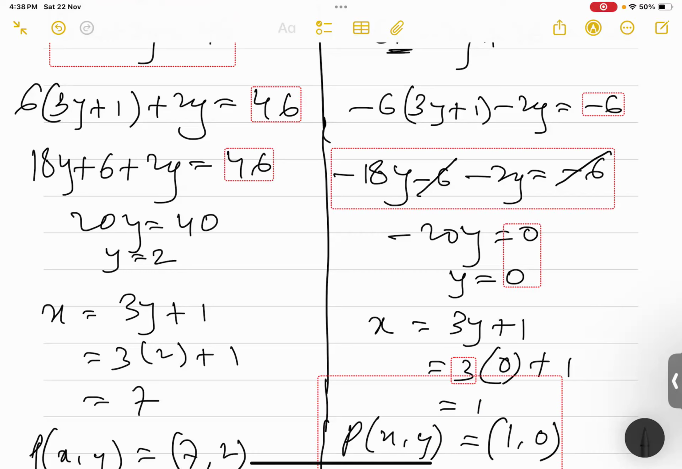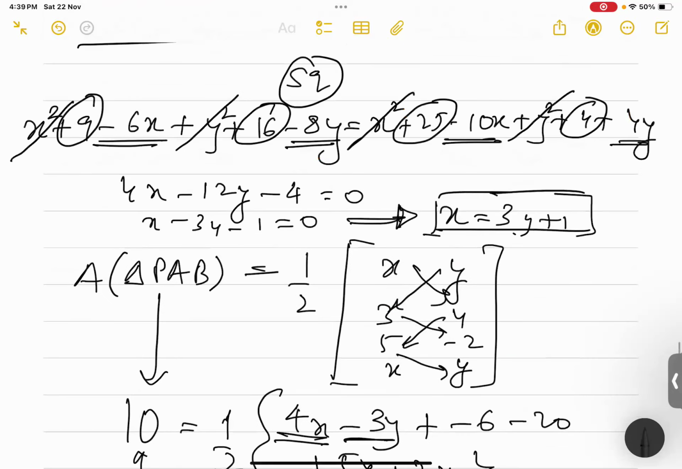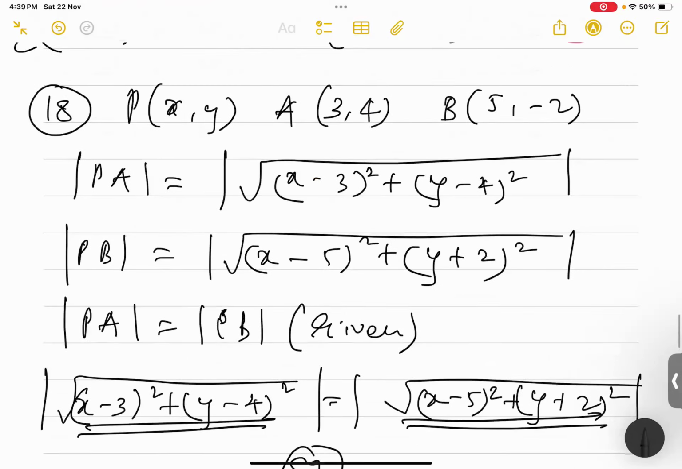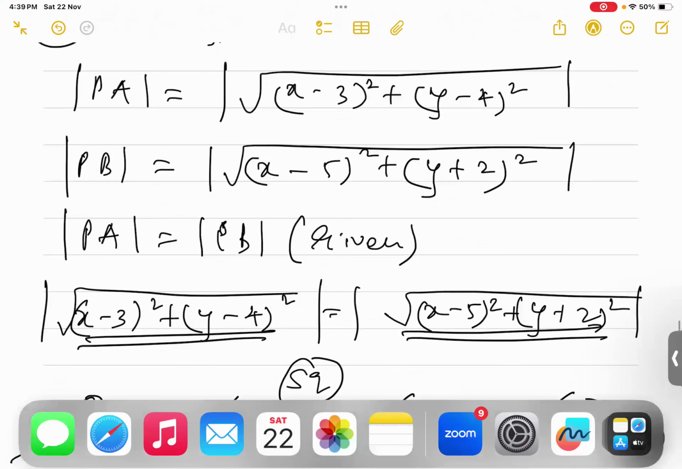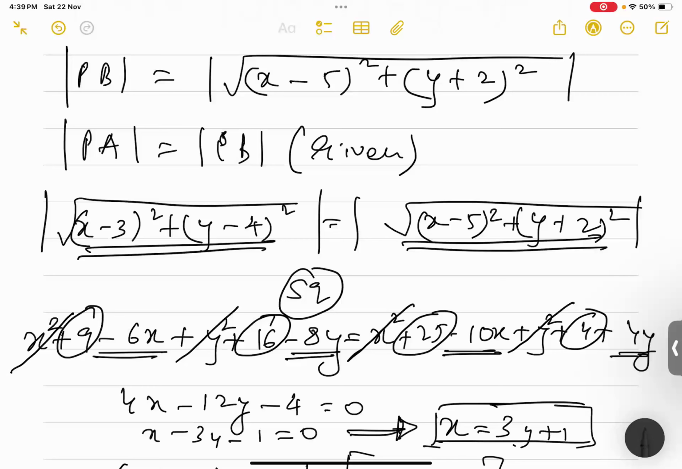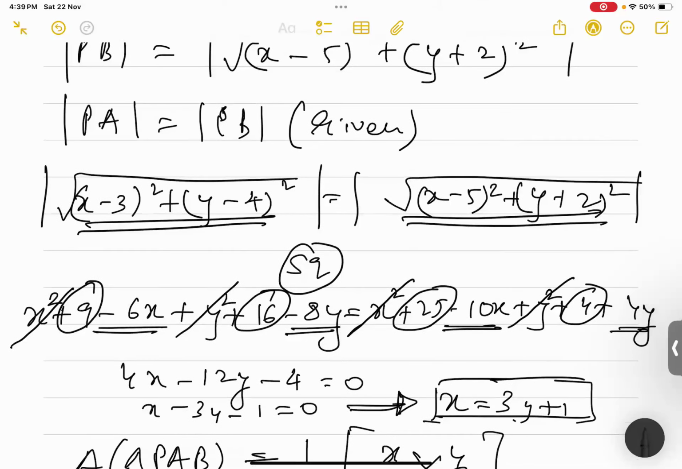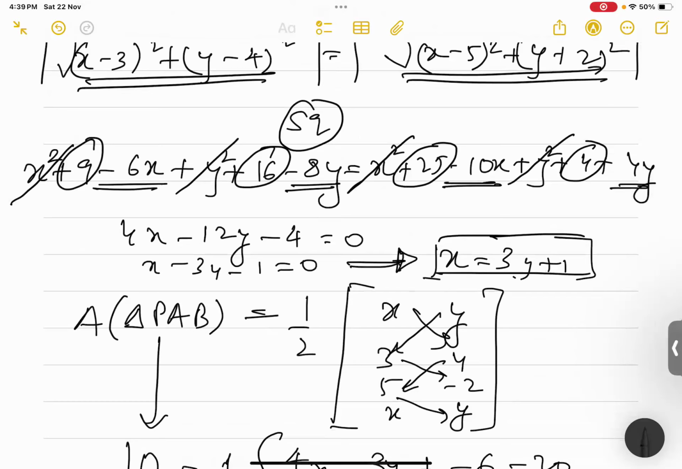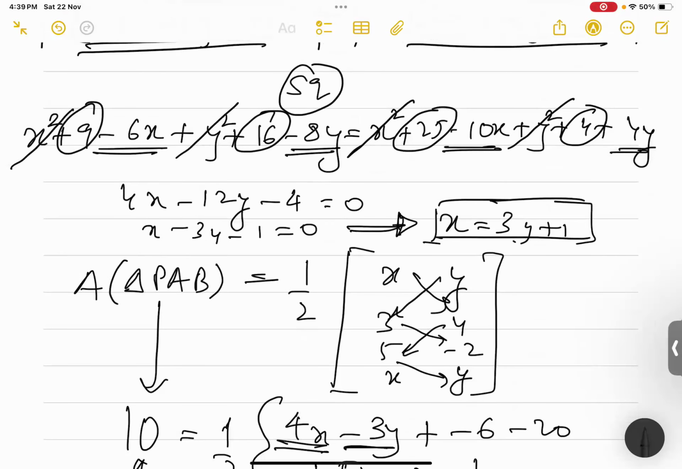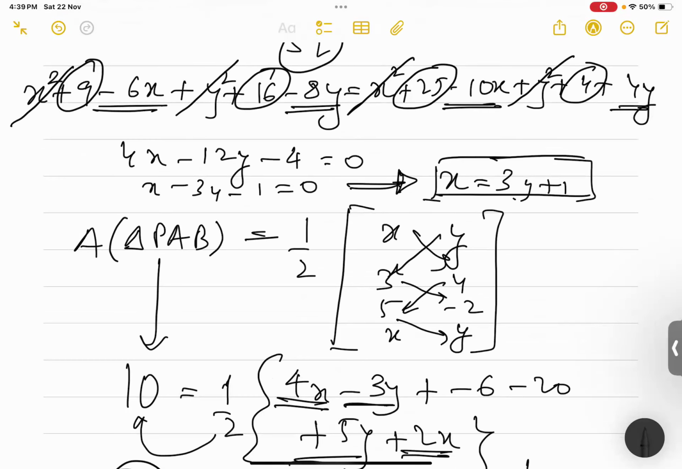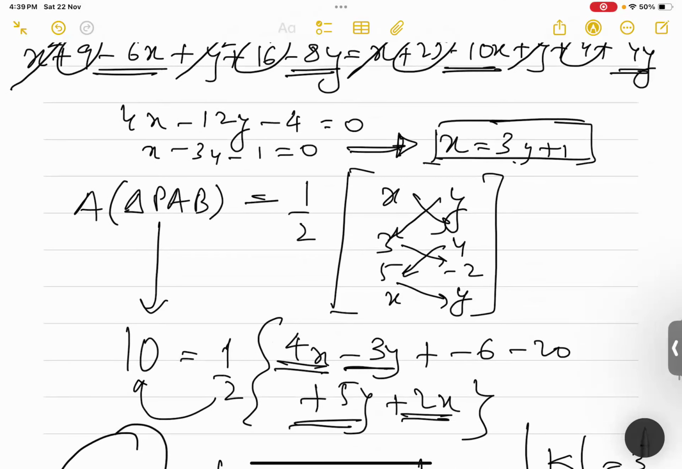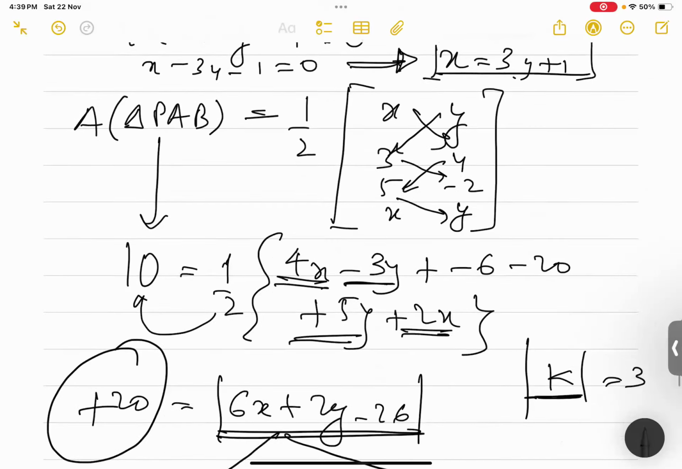Question number 19, I give it for self-study. It's based on the ratio. I'll show this problem once again. Distance PA equal to PB, which is given to us. Apply the distance formula, squaring both the sides. The roots will go. Inside terms we have simplified and solved. We got x is equal to 3y plus 1. Area of triangle PAB is 10. Find out the area of the triangle using the method which I have taught you.